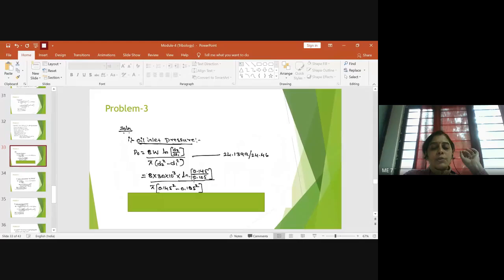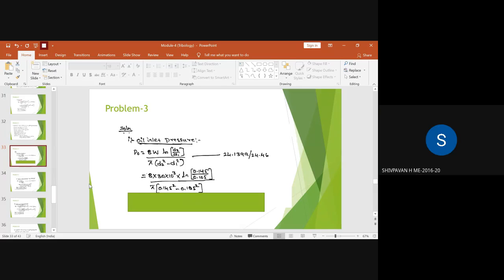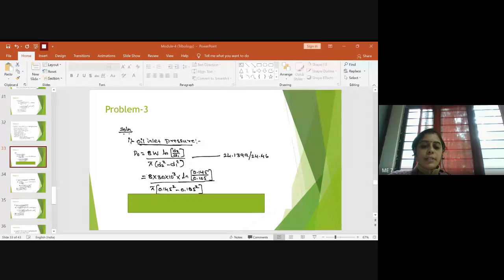So once you substitute, kindly do the calculation and let me know what is the value you get for supply pressure, which is also called as oil inlet pressure and represented by P naught. 2.46 into 10 power 6 Newton per meter square. What about the others? Are you getting the same answer? Is it so?